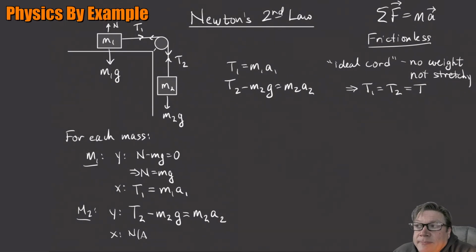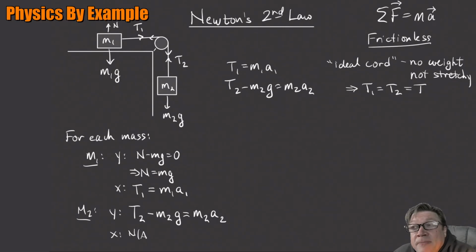Number two is look at the accelerations. How are we going to tie together A1 and A2? They're related to each other. A1 and A2 had better be the same in magnitude, right? If they're not, then the rope is getting stretched. Then one is accelerating relative to the other one. So that's not the case. So A1 and A2 have to be the same magnitude.